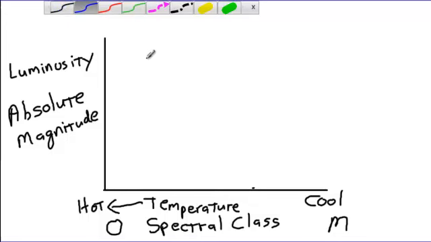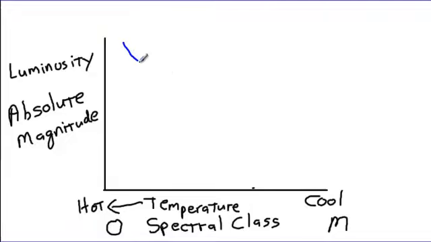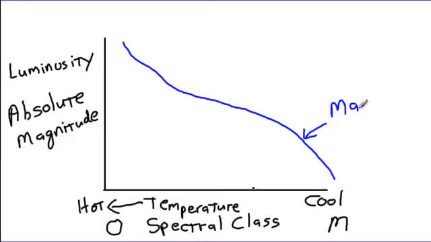Now, when we take stars of all different temperatures and all different luminosities, and we plot them, we don't find them all over. We find that they fall particularly along a relatively narrow sequence that falls from upper left to lower right. And we call this the main sequence. And that is where most of the stars will lie. Not all of them, but most of them will lie along the main sequence.